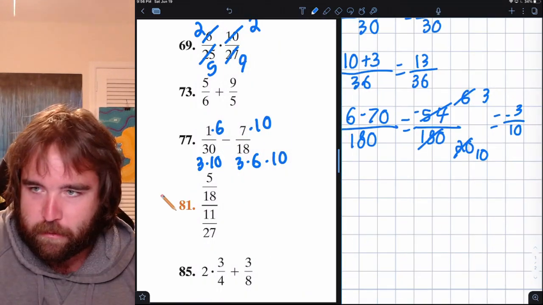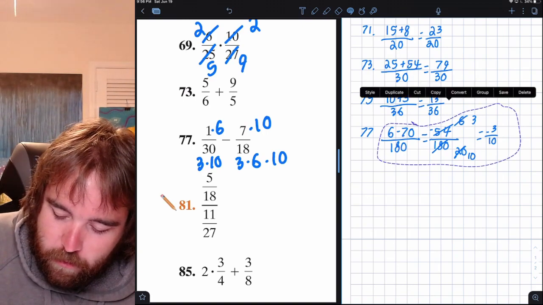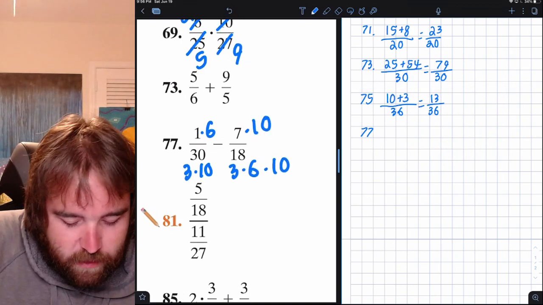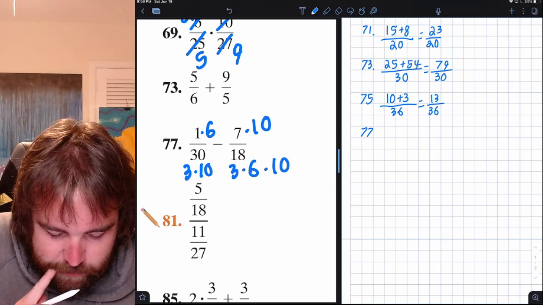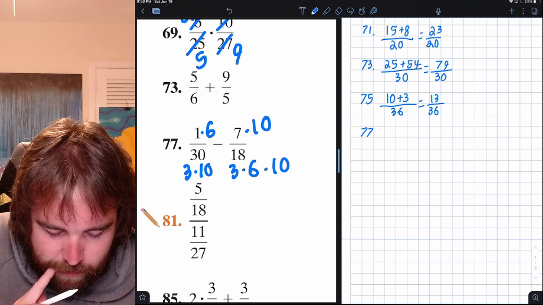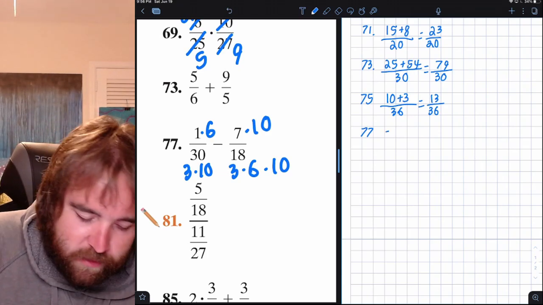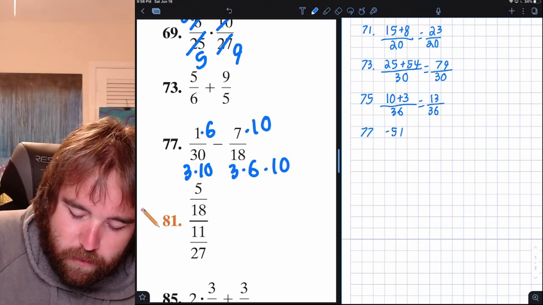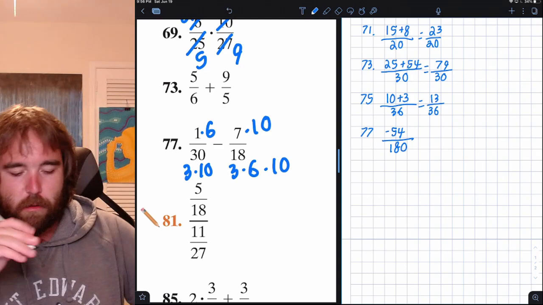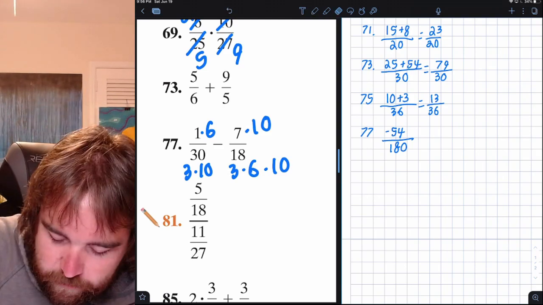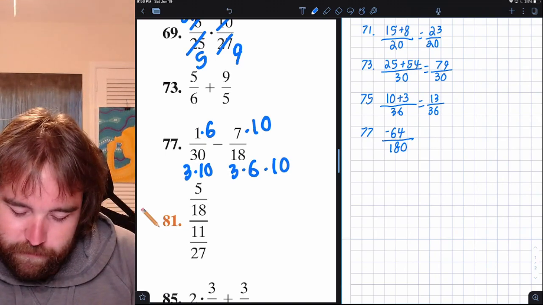All right. Anyway, let's erase all this and try that again. So what did we do wrong? I still want to keep with that same idea. We had to multiply that one by 10 and that one by 6, so our common denominator is 180. 6 minus 70. Oh my gosh, that's what it was. 6 minus 70, that's negative 54. Negative 54 over 180. Negative 64 over 180. There it is.